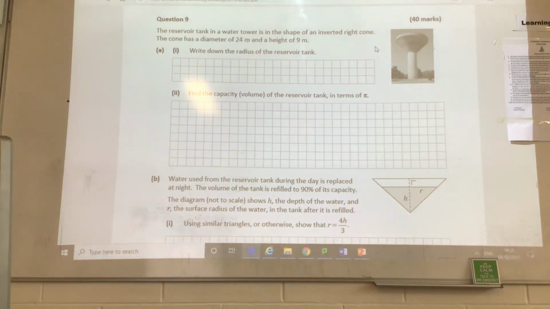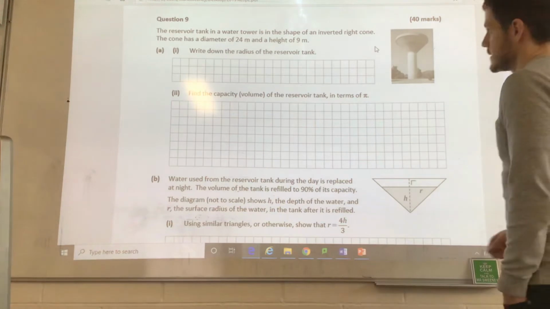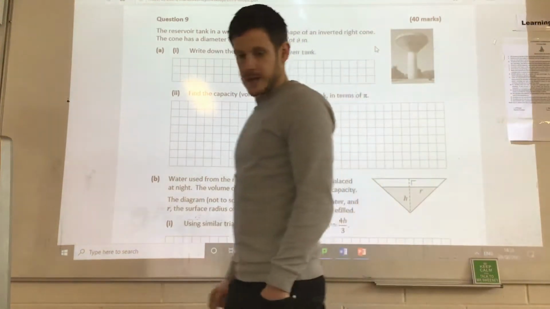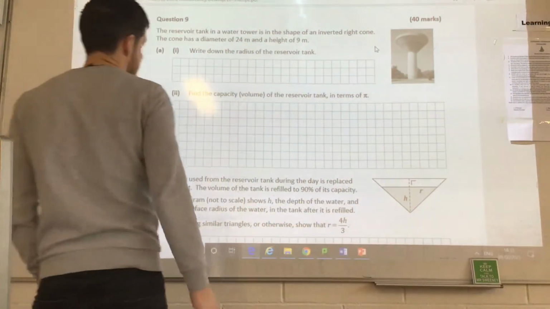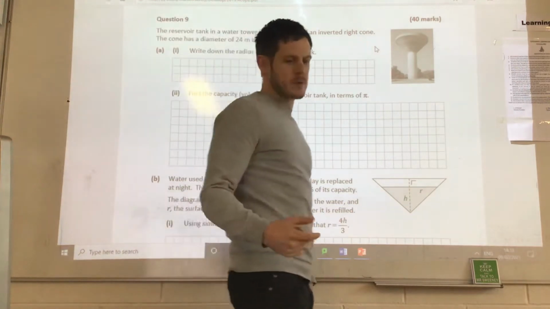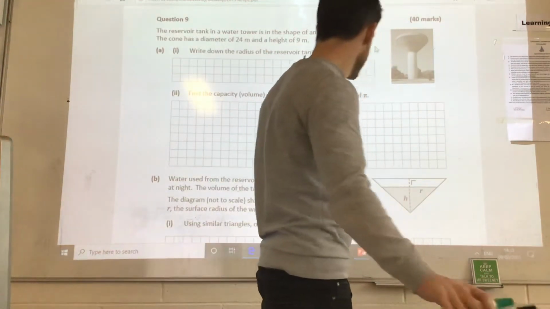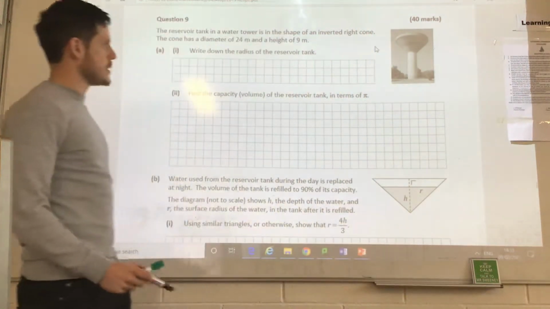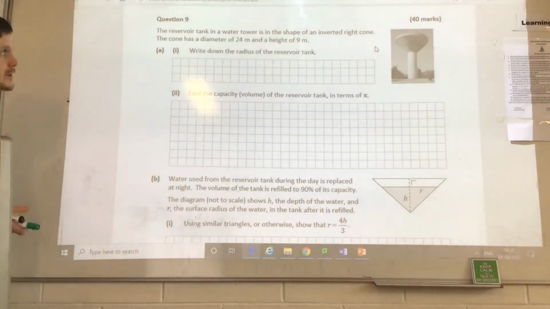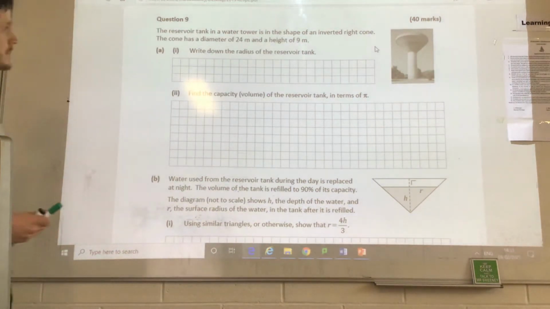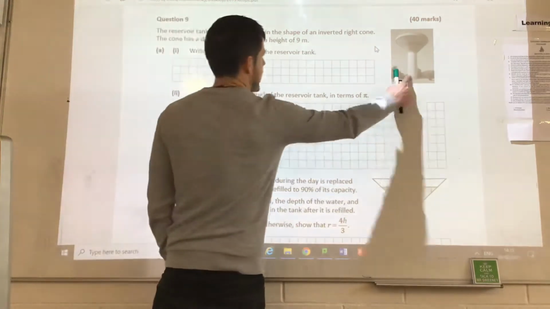Hey guys, so we're going to try question 9 of the 2019 Paper 2 mock paper, and this is an area and volume question. Again, there's some noisy bits to this, there's some slightly harder bits to this, and probably a little bit harder than you might imagine that you'll see on your actual Leaving Cert. We'll give it a go anyway.